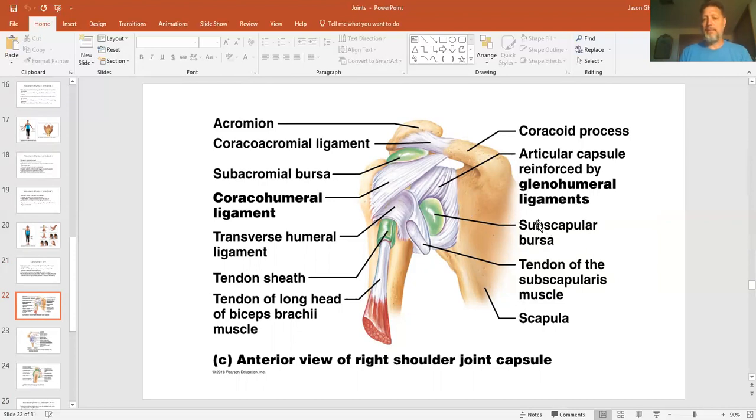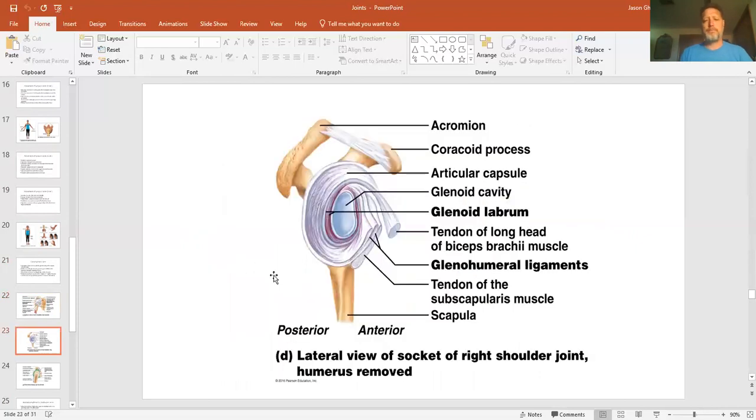There's a subscapular bursa, so it's underneath, it's on the anterior side of the scapula as we stand, all right? And those are the main things I want you to know: the coracoid process, glenohumeral ligaments, subscapular bursa, the acromion, the coracoacromial ligament, the subacromial bursa, coracohumeral ligament, and the tendon sheath. Those are the main ones I want you to know on this particular picture. We're going to dive into a little bit more, but those are the main ones.